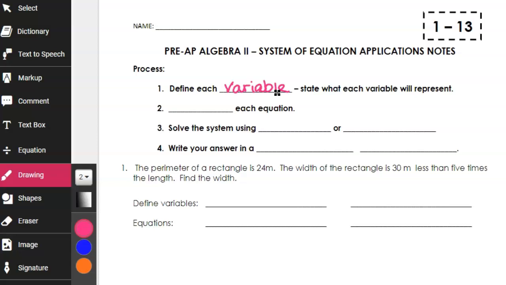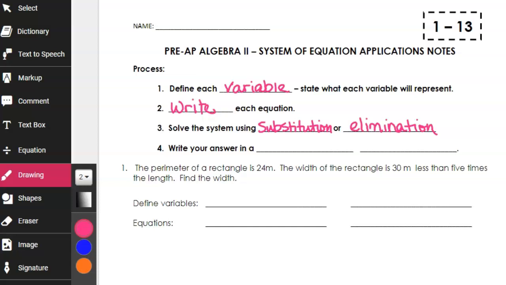After we define the variable, we're actually going to have to write the equations today. So we're going to have to take the information from our problem and create the equations that go with it using our variables that we defined. So once we write each equation, we're going to solve the system. And since we have equations, we're going to solve it algebraically. We're going to solve using substitution or elimination, whichever one you are more comfortable with or whichever one the system is set up to use.